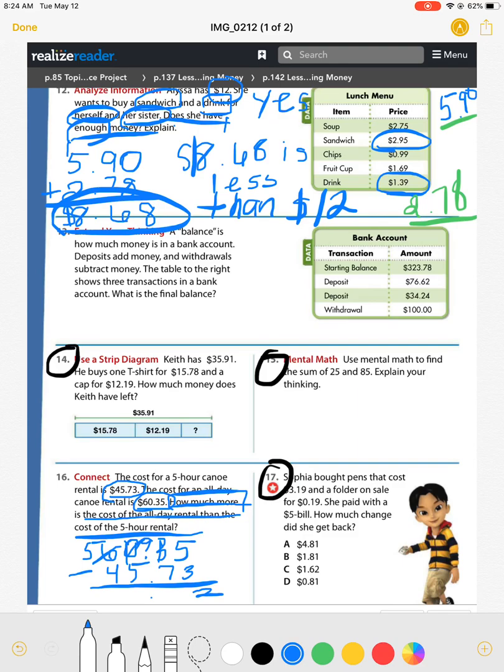And this 3 becomes a 13. 13 minus 7 is 6. 9 minus 5 is 4. 5 minus 4 is 1. So it costs, the all-day rental costs $14.62 more.